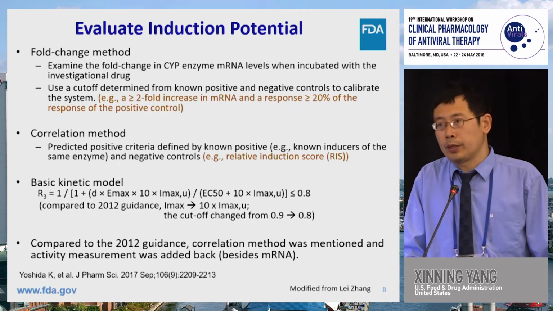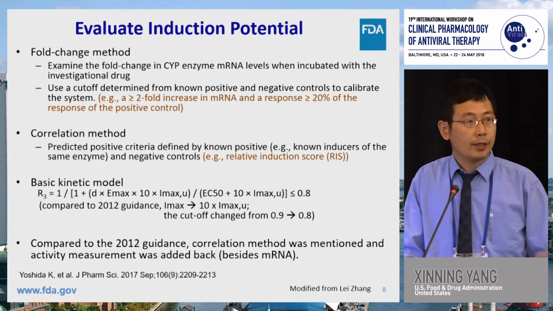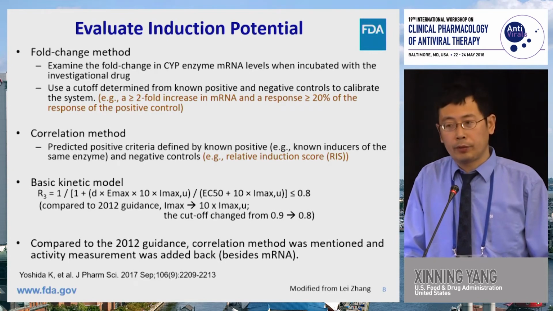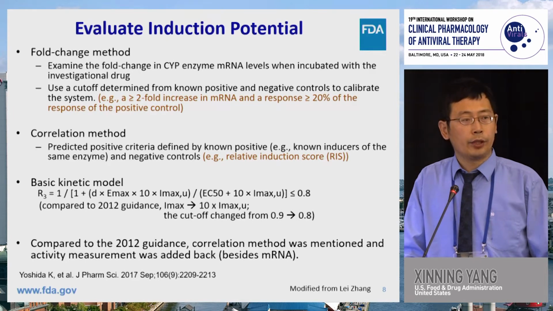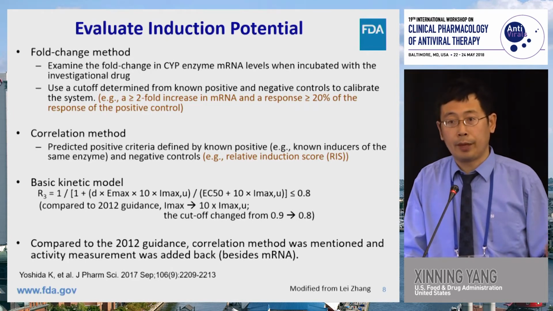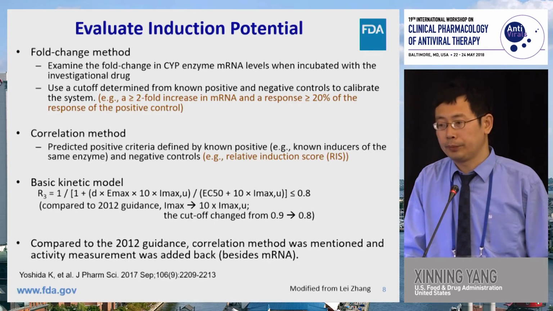Previously, in the 2012 guidance, we primarily focused on the mRNA change. But just remember, there are some limitations with the activity assay. One is that if your drug is an inhibitor of the CYP enzyme besides induction, then this activity will become complicated. They're confounded by the inhibition effect. The other thing is that for the activity, usually the range of change is less than mRNA, so that may cause some difficulty in determining the Emax and EC50.